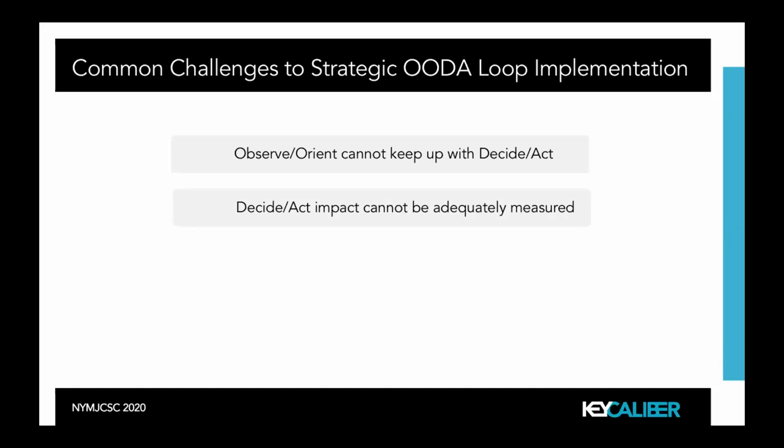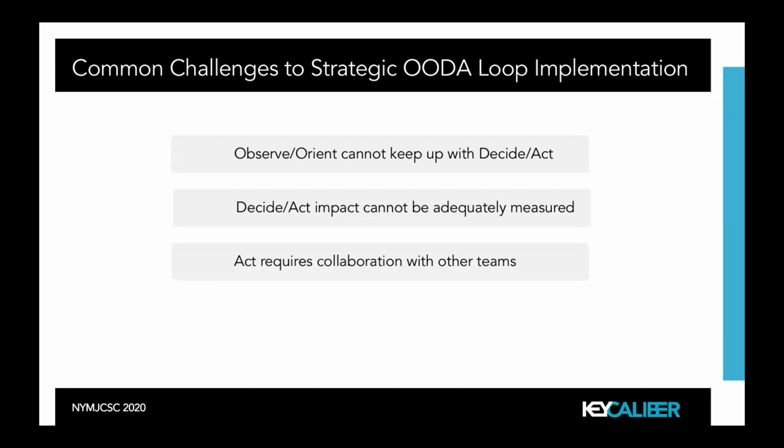Another issue is that decide and act can't be adequately measured. And this is in part due to the fact that observe and orient are happening too slowly. So you may have 3 decisions that are done before you have 1 observation, in which case you don't know which of those decisions and actions influence the observe that you're now seeing.